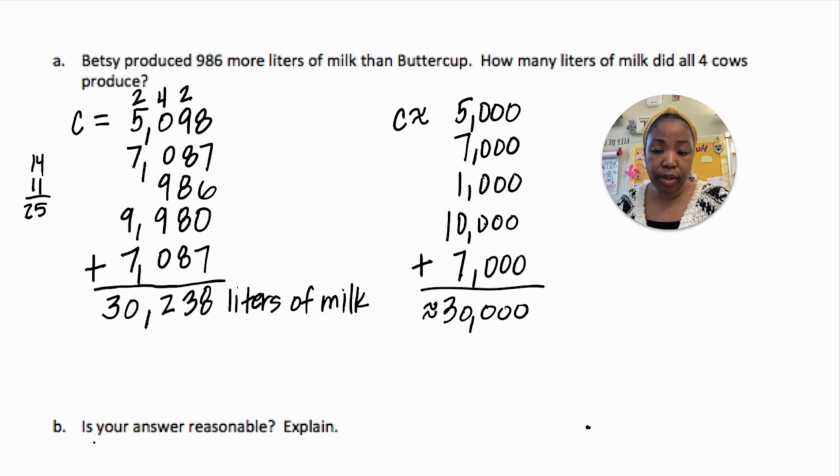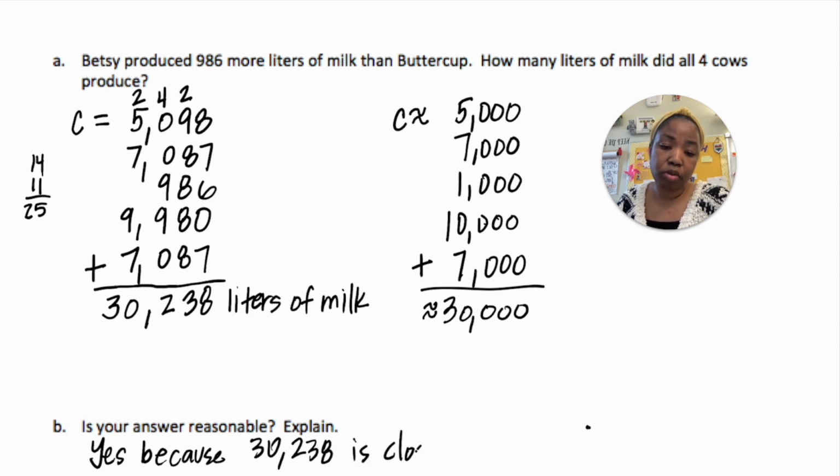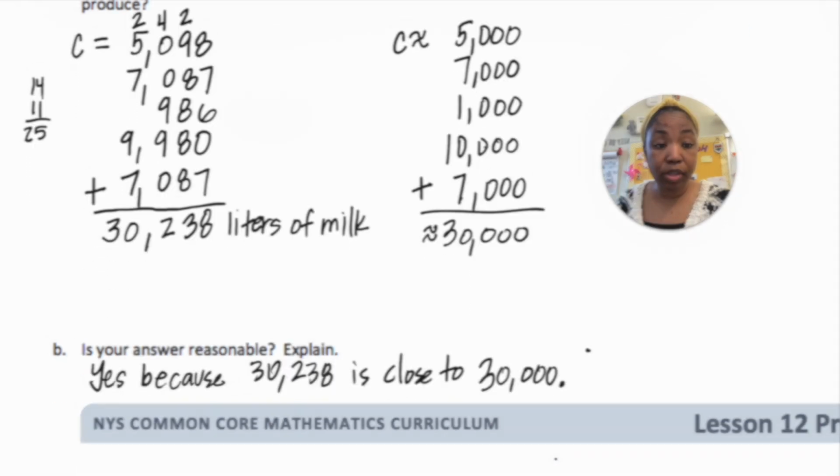So our answer is reasonable because 30,238 is close to 30,000, which is my estimate. All right, on to number 4.